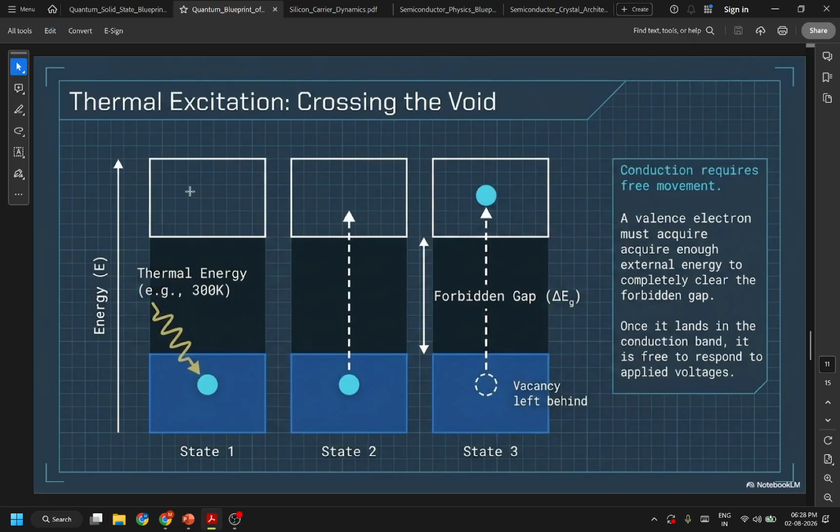But how does an electron cross this forbidden gap and come to the conduction band? One of the things is thermal excitation. Thermal energy comes to this electron, excites it, and it stays in the conduction band. When it goes to the conduction band, it leaves a vacancy behind in the valence band. So a valence electron must acquire enough external energy to completely clear the forbidden gap, and once it lands in the conduction band, it is free to respond to applied voltages.